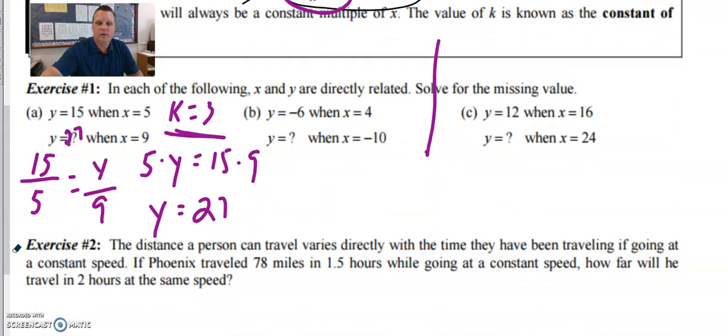The next one, let's see if I can erase this first. I don't know what's going on. There it is. Okay, let's get rid of that, and back to this.